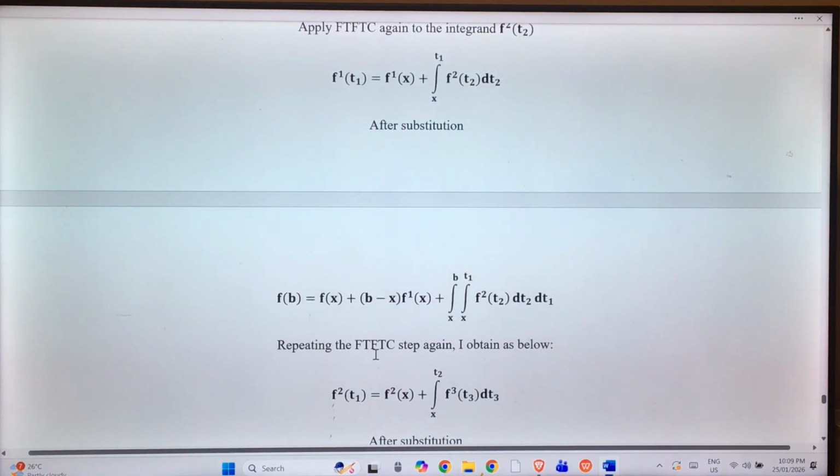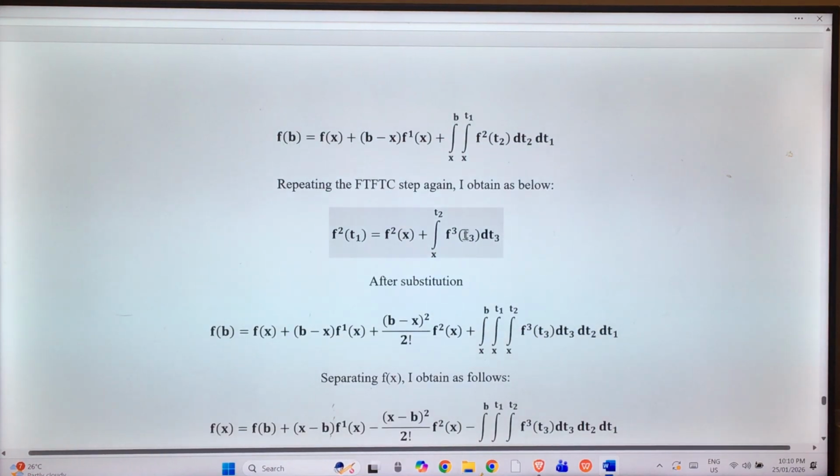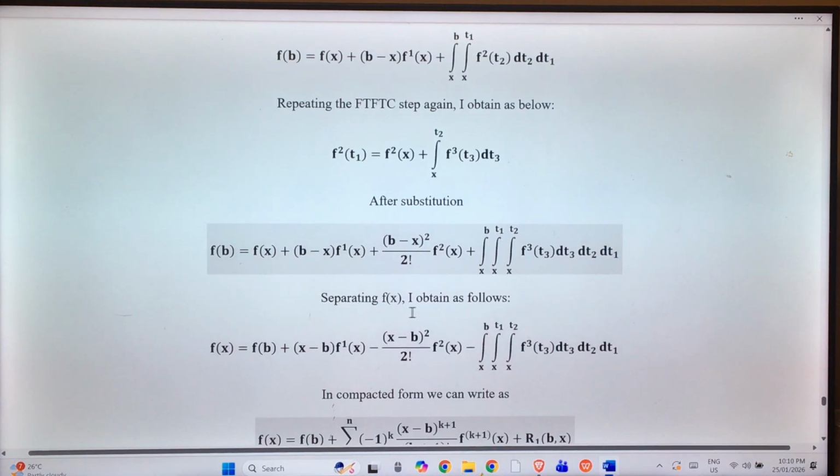So repeating the FTC step again, I obtain as below. f3(t), so one derivative less, f2. After substitution we get this term (b minus x) whole square over 2. When we integrate this one and put the limits, we get this one, (b minus x) square over 2 factorial, plus and so on. So separating f(x), I obtain as follows. f(x) is equal to f(b) plus (x minus b) and so on.